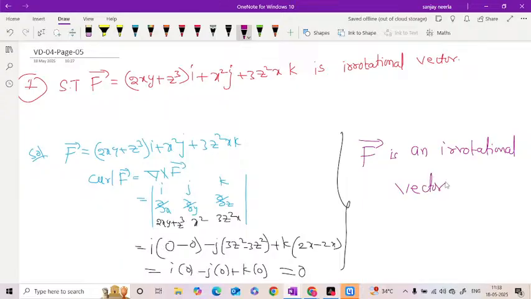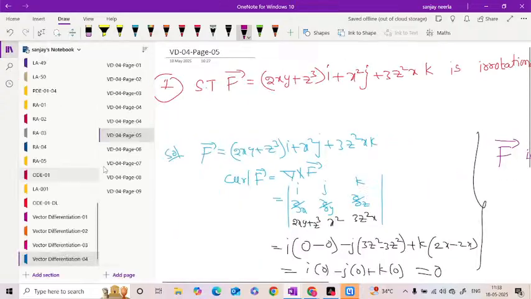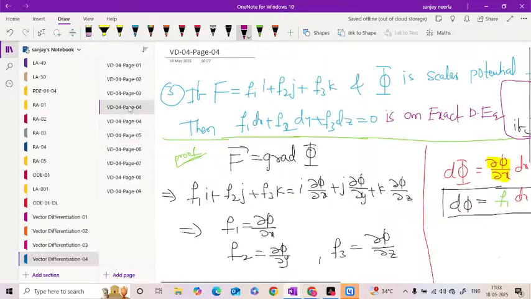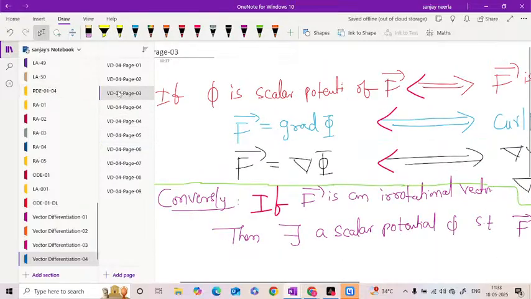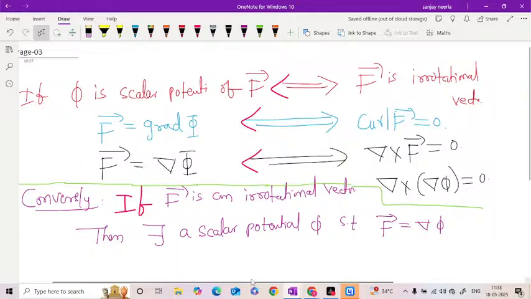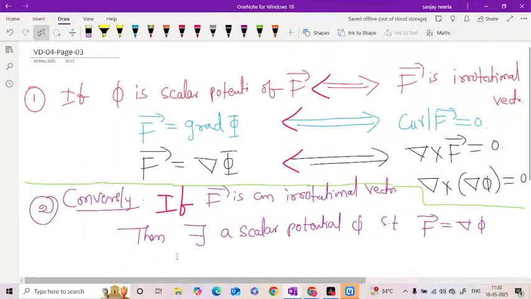But according to the property number 1 and 2, if f is an irrotational vector, definitely there exists a scalar potential.